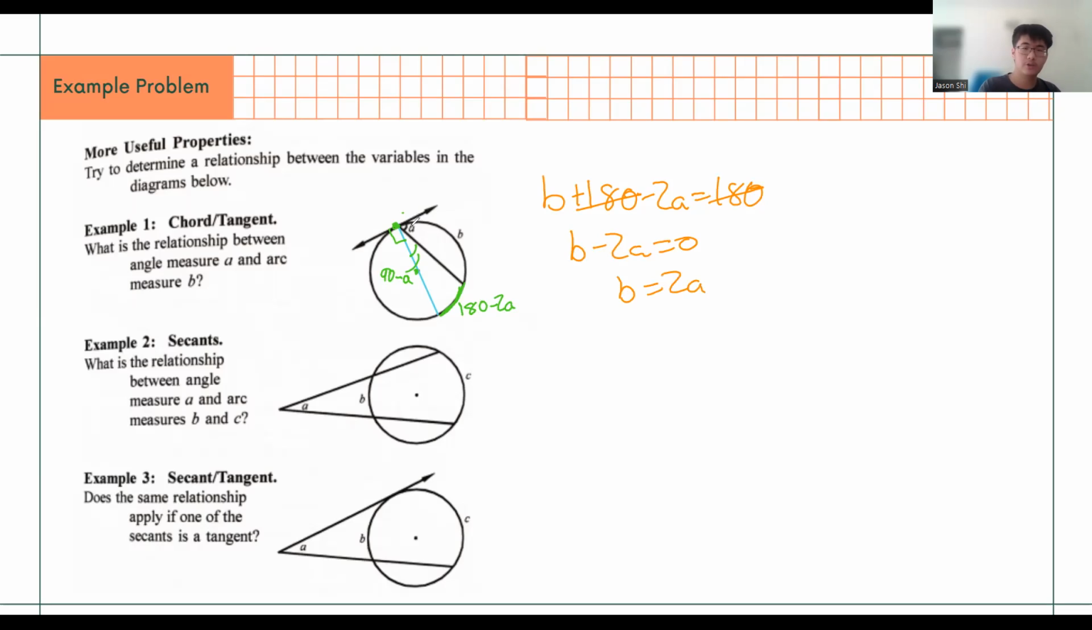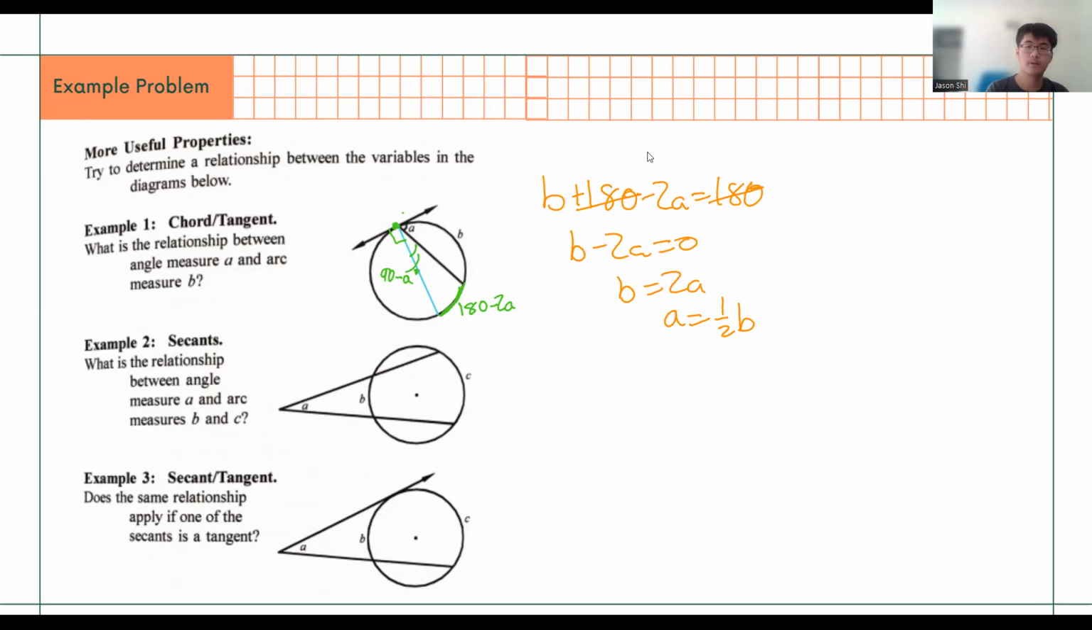So this angle is twice of this. Or if you want to write it another way, A equals 1/2 B. Or this angle measure is half of this arc length. This is pretty useful in a lot of questions, and it's not as intuitive as the other ones, so I would recommend memorizing this one.